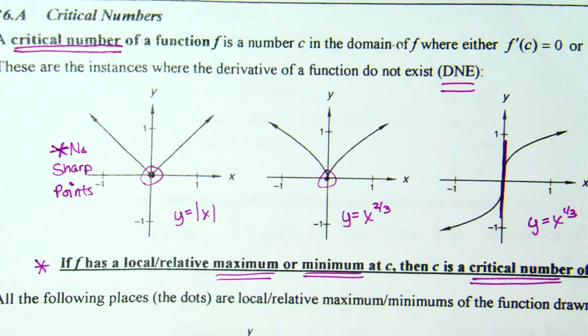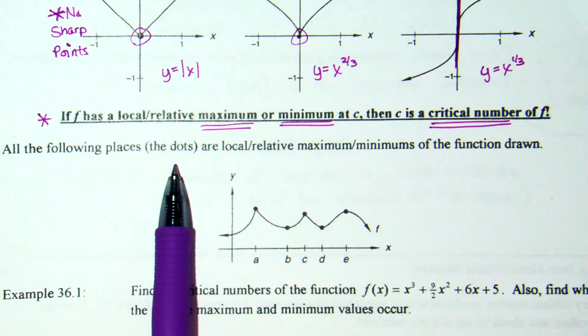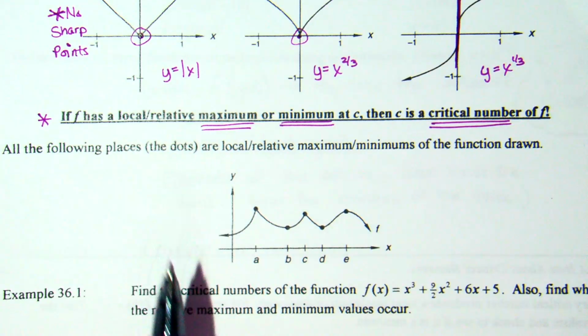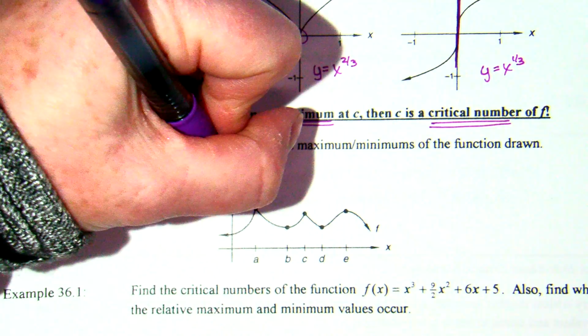As we look, let me slide this. Okay. Here's a graph that shows all the following places are local or relative max or minimum values of the function drawn. So this first one, what do you notice about where that point is? It is a sharp point, right? So if it's a sharp point, what did we just talk about the derivative? It would not exist.